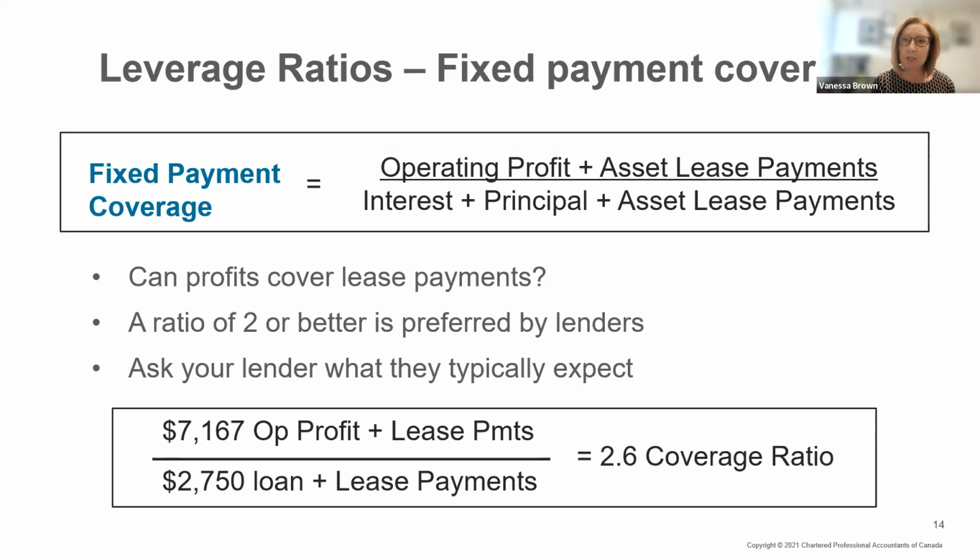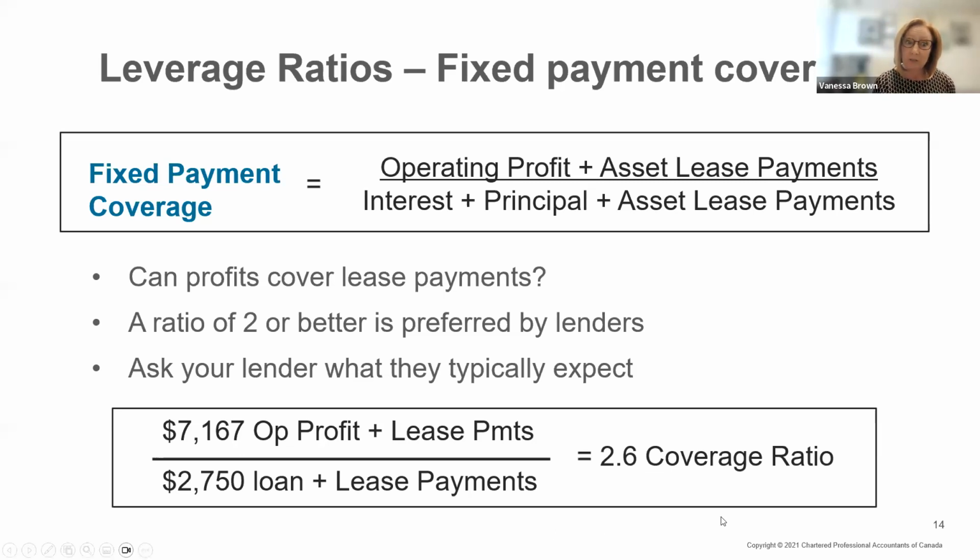The fixed payment coverage takes that operating profit and adds back the asset lease payments that have been expensed. Because operating profit is revenue minus expenses. The expenses that were included to calculate the operating profit included those lease payments. So now we add the lease payments back. The denominator is now interest plus the principal. So not just the interest on its own, but the principal and also the asset lease payments. And the question that's being answered actually by this leverage ratio is, can profits cover the lease payments?